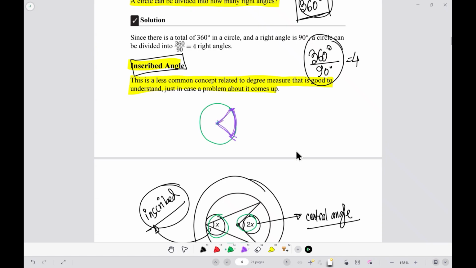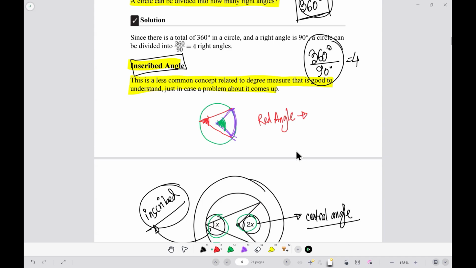This is our central angle, drawn in the green portion. And the inscribed angle can be defined like this, the red angle. This is our red angle. The red angle is the inscribed angle, and why are we calling it an inscribed angle?